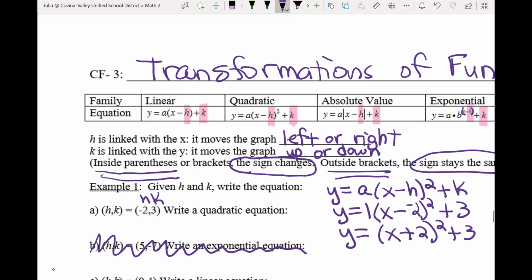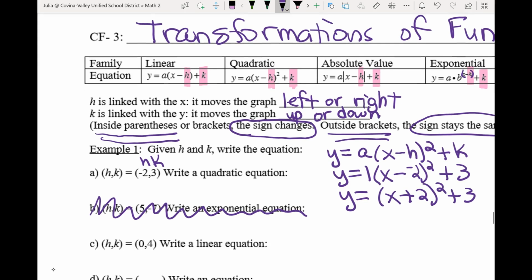Let's try letter C. You have to start off by finding which equation we're going to plug it in. It kind of follows the same format every time except for the exponential. The only thing that changes is the exponent or the bars. So we're going to do the linear one right here. Y equals A. Well, that's just going to be 1. So for now, we can just leave that off.